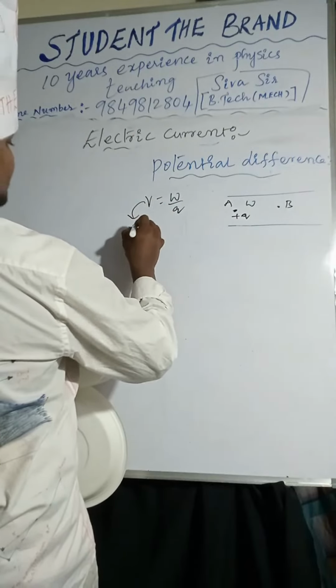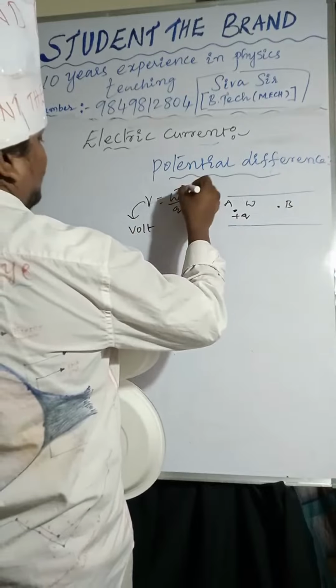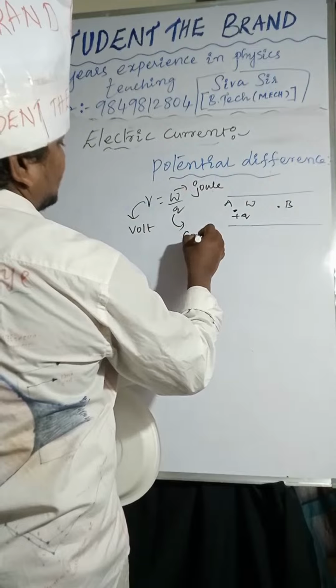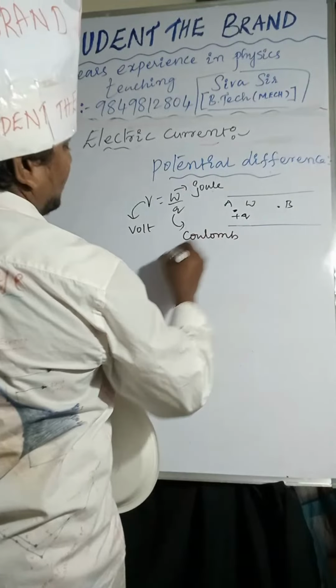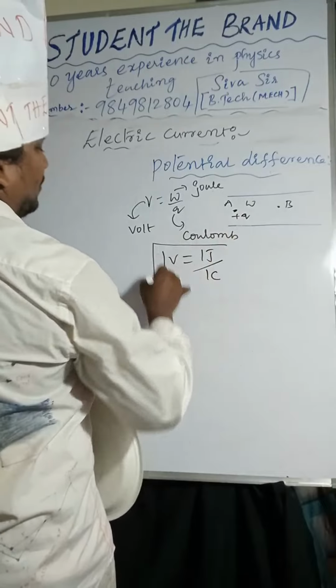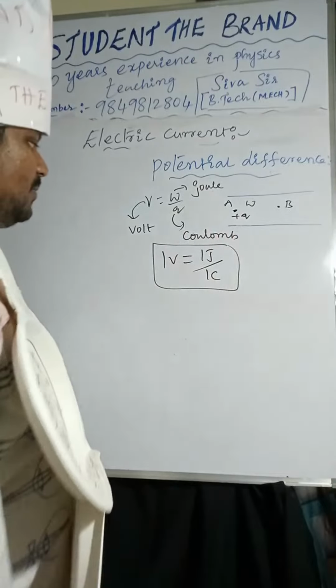The SI unit of potential difference is volt. The SI unit of work is joule. The SI unit of charge is coulomb. So 1 volt equals 1 joule by 1 coulomb.